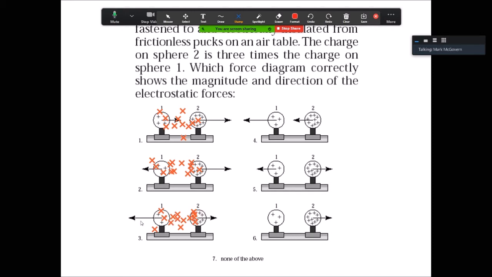These things got to obey Newton's third law, and the forces are not equal and opposite. 4 is wrong because it's just like 1. Okay, it looks like 1 and 4 are doing that Dragon Ball Z fusion business. We don't do that here.